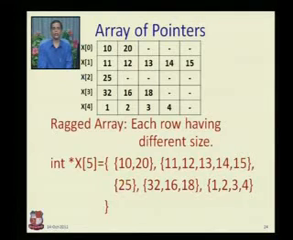The first pointer is pointing to 10, 20. The second pointer is pointing to 11, 12, 13, 14, 15. The third pointer to 25. The fourth pointer to 32, 16, 18. And the last pointer is pointing to 1, 2, 3, 4. So I have declared 5 pointers by using this. So this is basically an array of pointers.